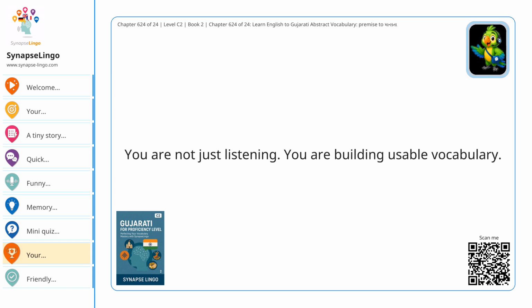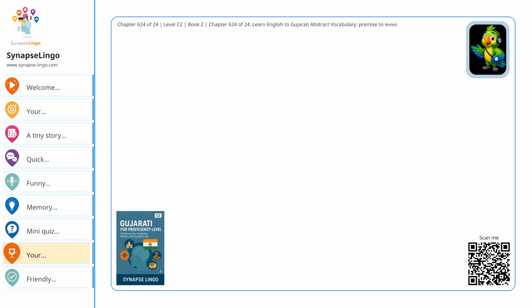Your challenge today. You are not just listening. You are building usable vocabulary. Here is your tiny challenge. Say one sentence with पूर्वधारणा: the argument has a weak पूर्वધારણા. Say one sentence with स्वयंसिद्ध सत्य: in geometry, this is a स्वयंसिद्ध सत्य. Say one sentence with प्रतिमान: the new theory created a new प्रतिमान. Say one sentence with मूळ मान्यता: the मूळ मान्यता was wrong.